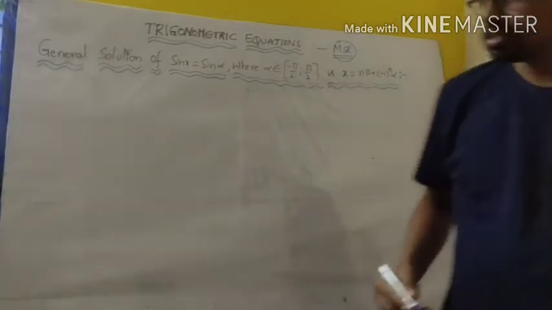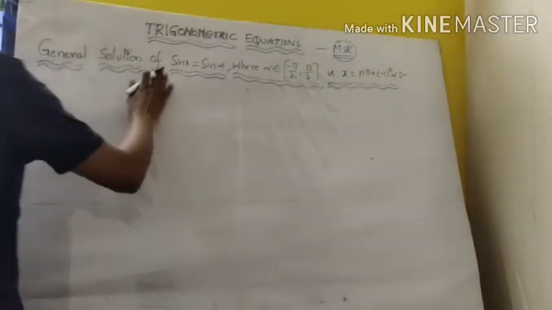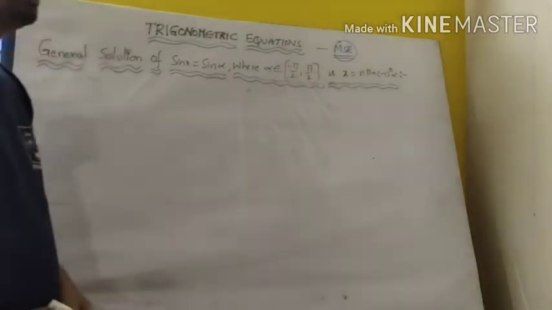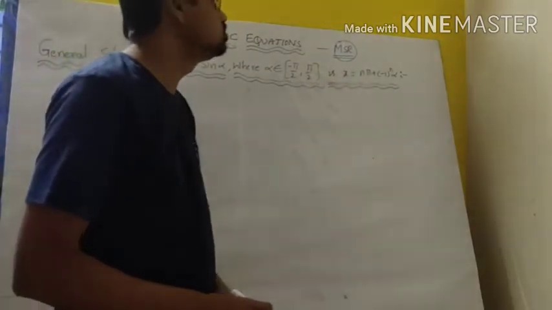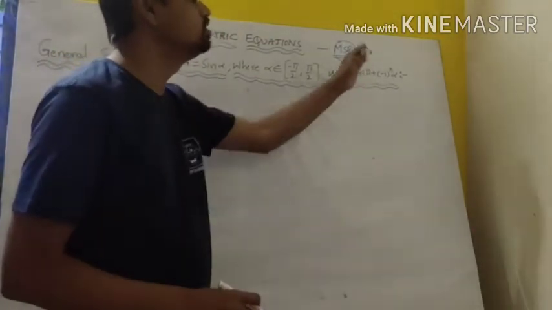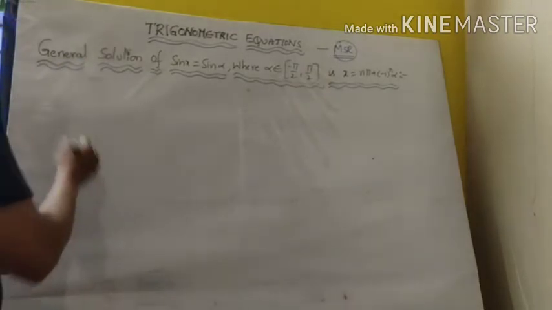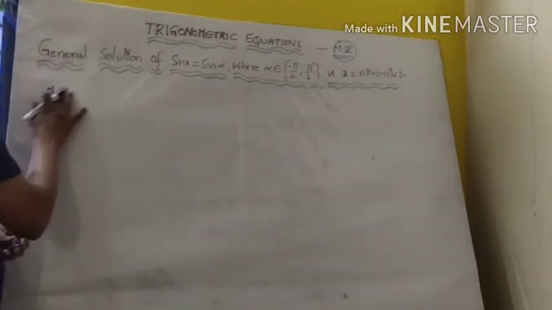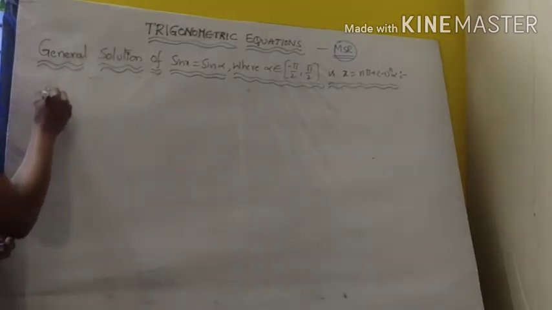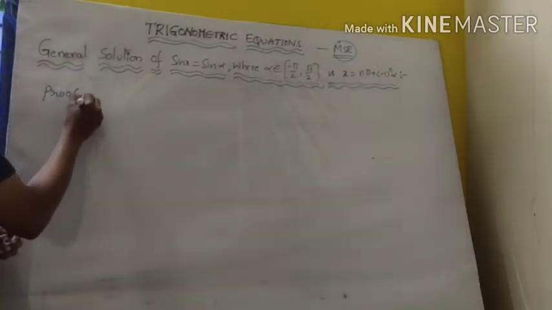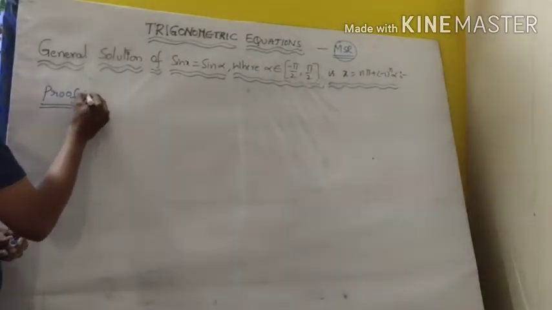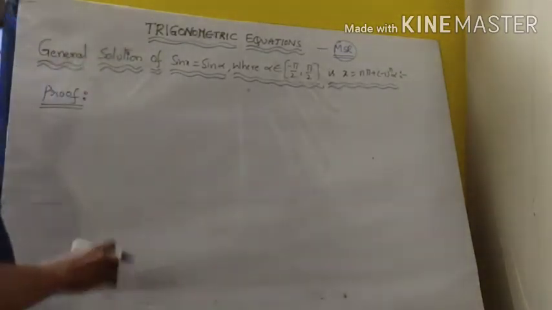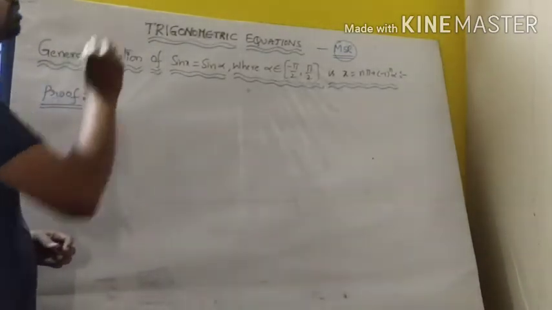So the first part is the general solution of sin x equals sin alpha, where alpha belongs to minus pi by 2 to pi by 2, is x equals n pi plus minus 1 all to the power of n into alpha. Here, what is general solution? General solution means the set of all solutions satisfying the given equation, or we say the solution set also.